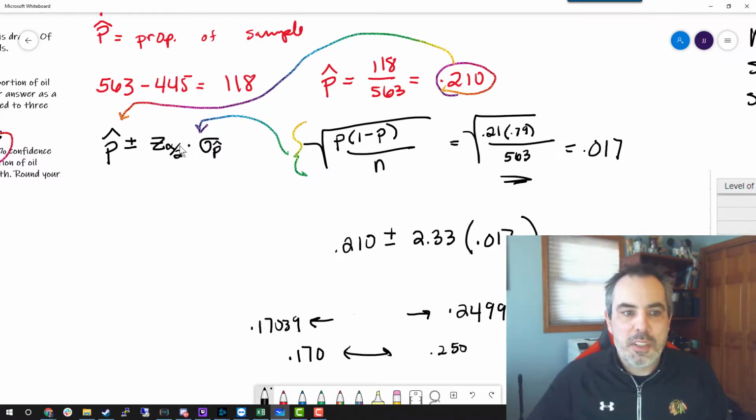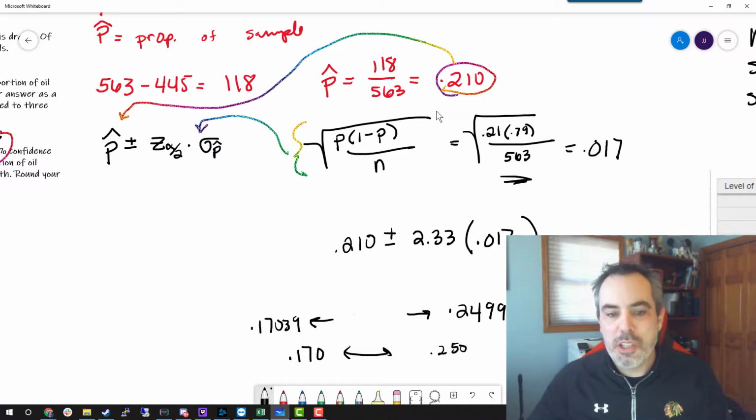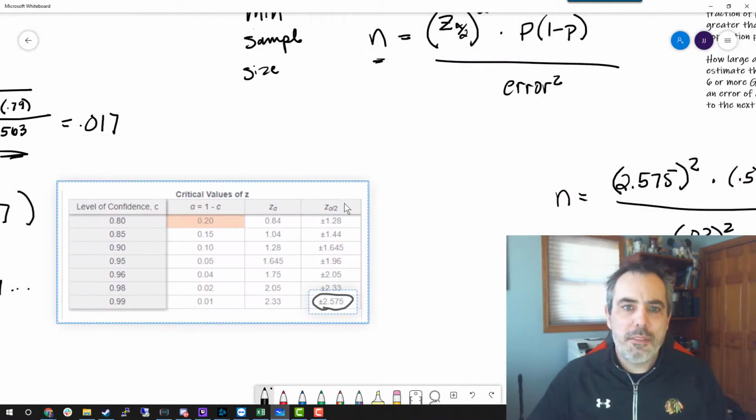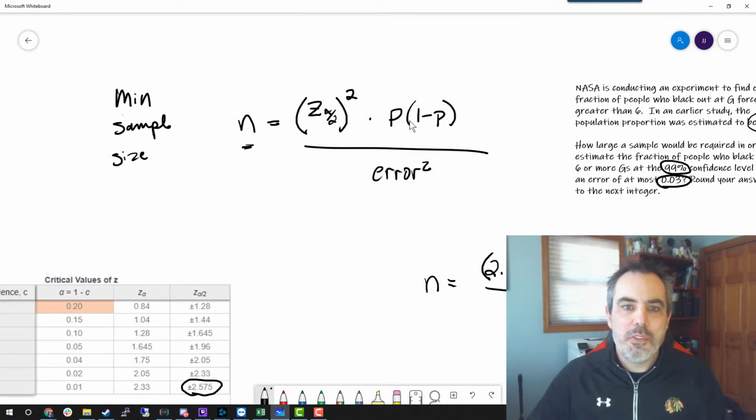Multiplying those things together, add and subtract it from the proportion that you came up with. And very similar for the error, you've got the proportion for and against, the same critical value squared, all of that multiplied together divided by the error squared.